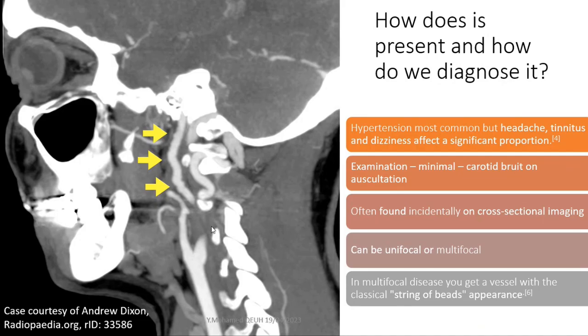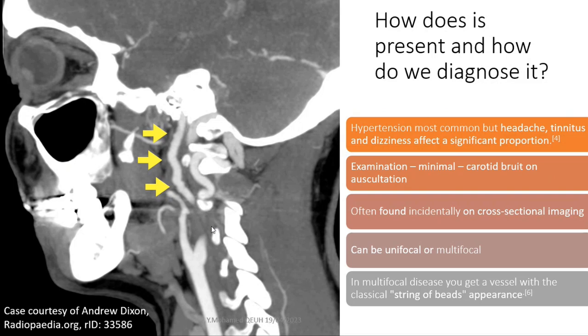So how does it present and how do we diagnose it? Well, as I was saying before, hypertension is present in about 80% or so of people with FMD, but up to 2/3 will present with either headache, which is usually migraine, pulsatile tinnitus, and dizziness. There's not much to find on examination, but you may hear a carotid bruit on auscultation. And in most cases, it's often found incidentally on cross-sectional imaging.